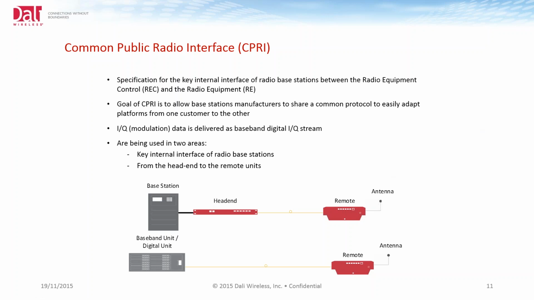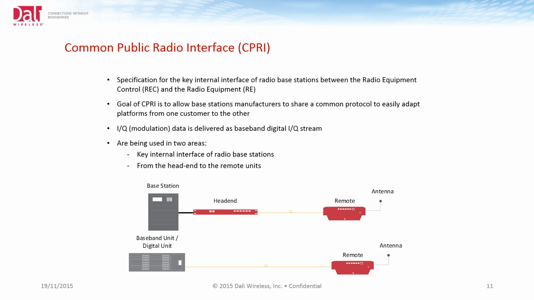But the interface between that baseband unit and the remote radio head is the Common Public Radio Interface. And it's become almost a standard. The goal of CPRI is to allow base station manufacturers to share a common protocol to easily adapt platforms from one customer to the other. In actual fact, I think every base station vendor in the world has their own variety of CPRI. Even though the standard defines how you transfer the modulation information, there are specific operation and management functions embedded within it that are unique to each individual manufacturer. So it's a standard, but everybody has their own variation of the standard.